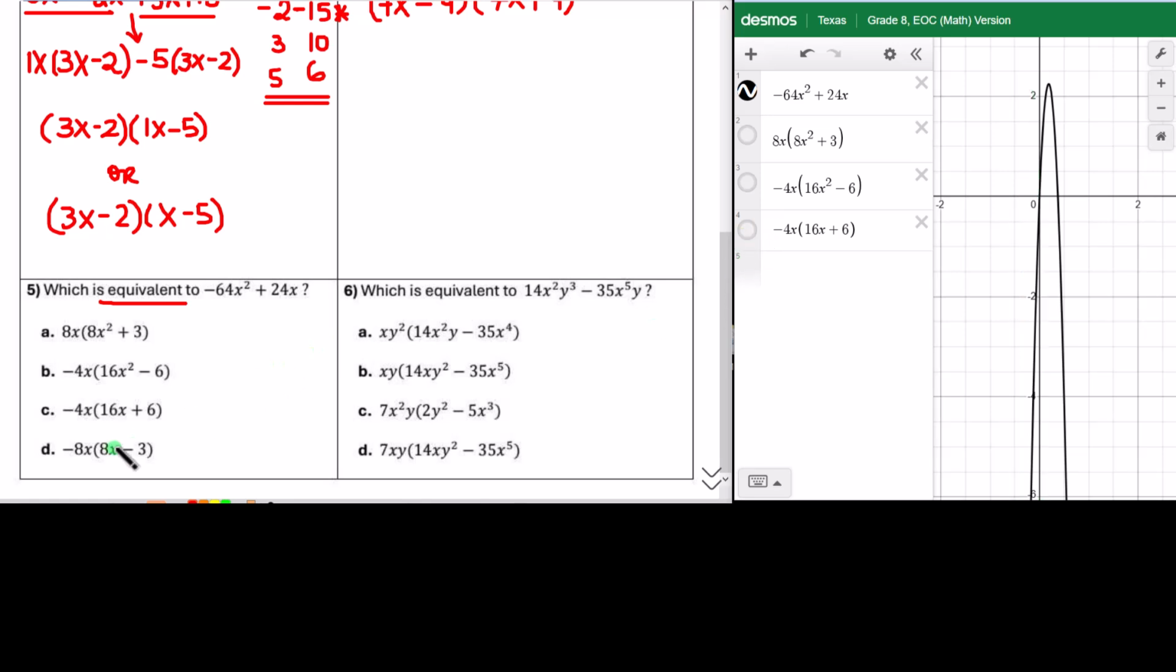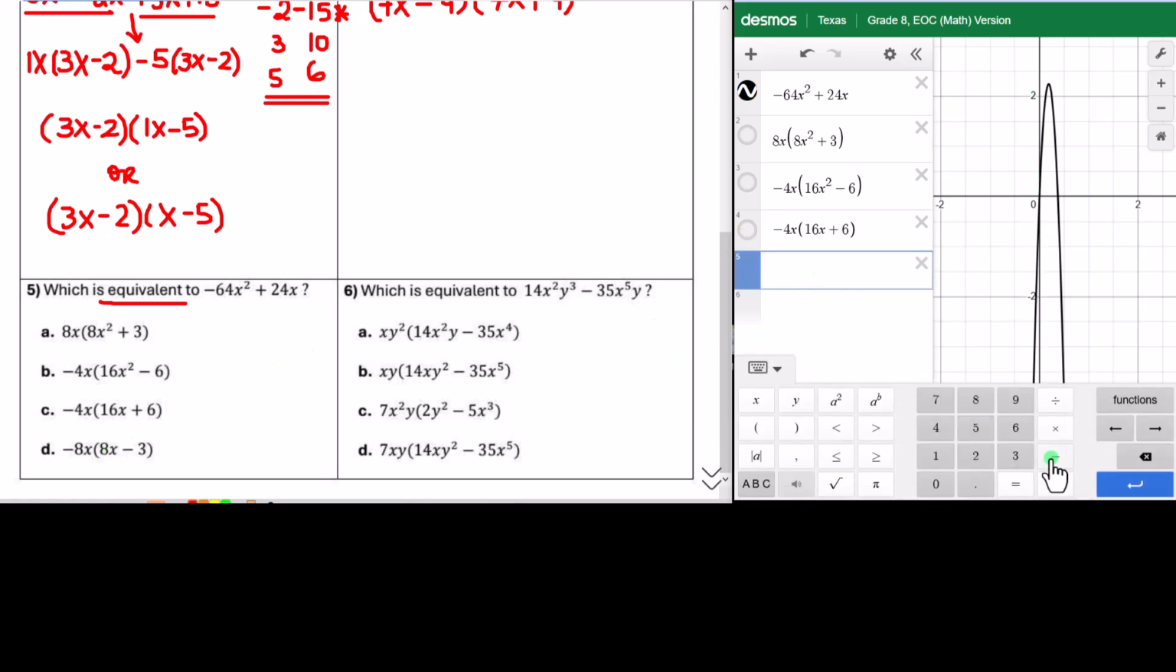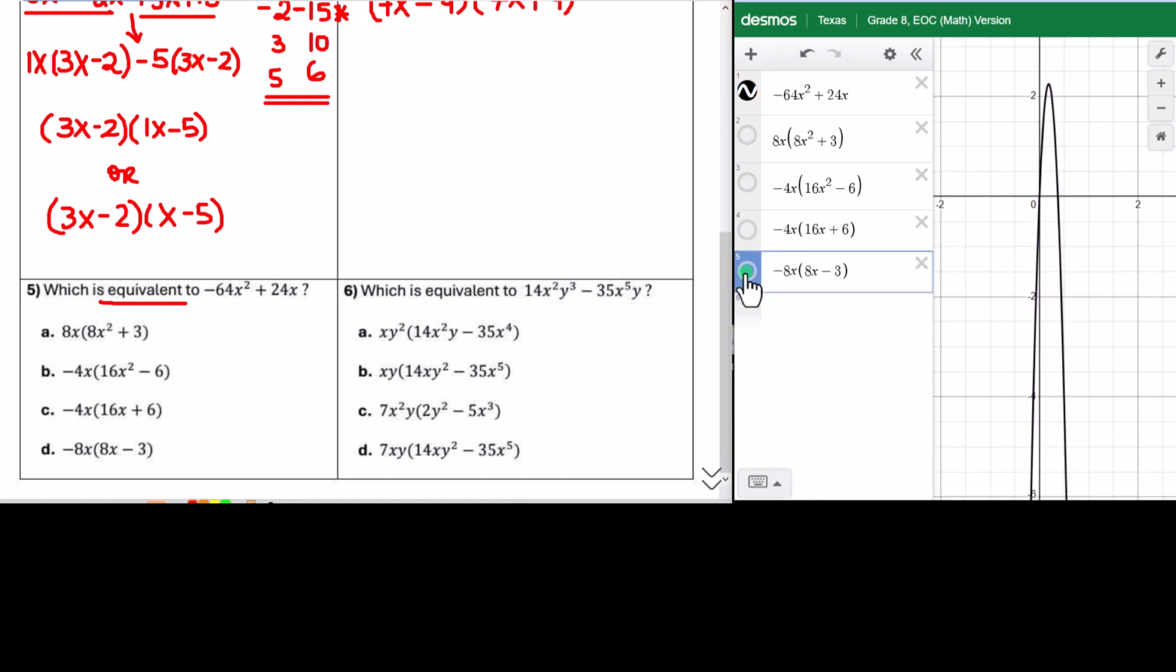So I'm going to go on to the next multiple choice, which is negative 8x, open parentheses, 8x minus 3. And notice right there, we got a match. The purple is equivalent, is the same as the black one. So if I turn on and turn off, I see that they are exactly one on top of the other. So without a doubt, I know the answer is letter D. So we love this kind of question.